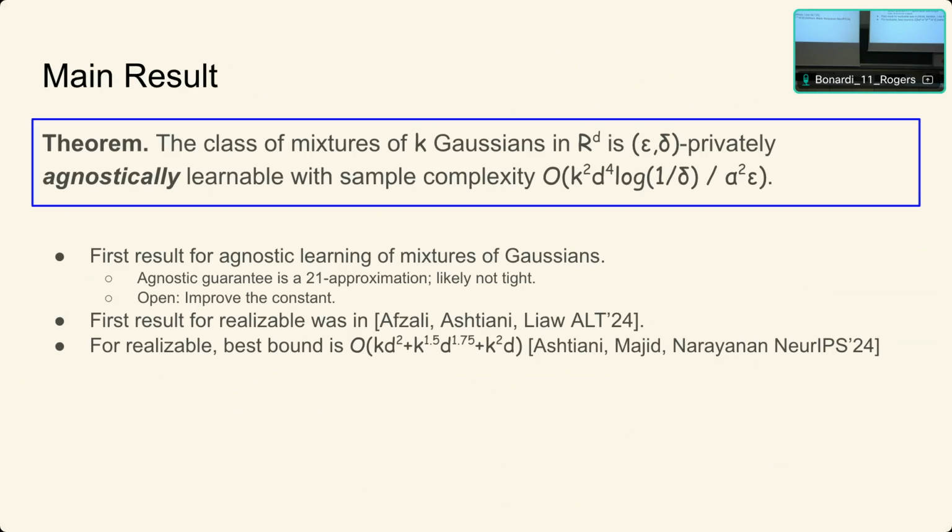Another thing I want to mention is that even for the realizable setting, we didn't know how to do that until last year. And there's also been some progress on that since then. So for the realizable setting, the best known bound is what's shown here. So something like KD squared plus K to the 1.5 D to the 1.75 plus K squared D. This was a work of one of my co-authors, with some of his co-authors in NeurIPS last year. So if you're interested in this, I encourage you to look at this paper.